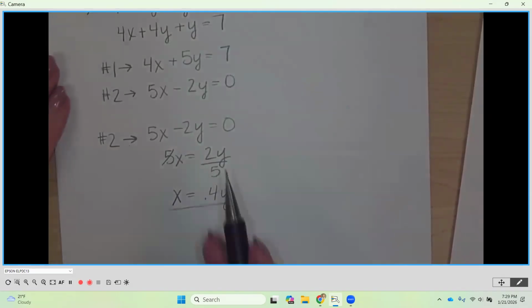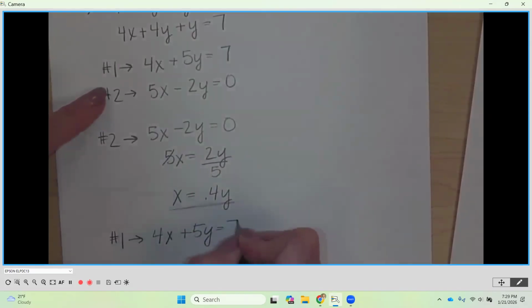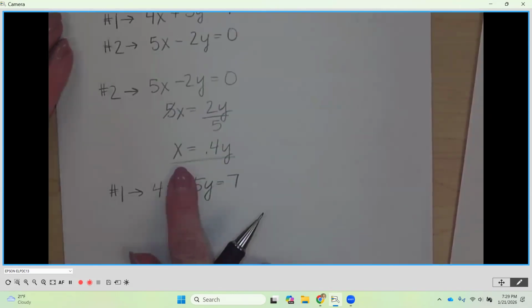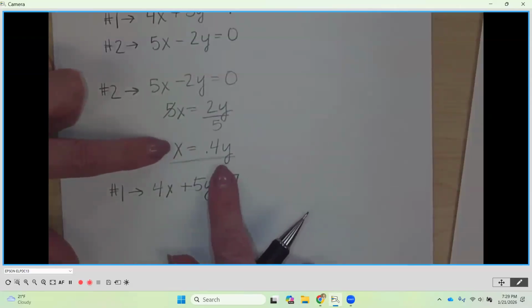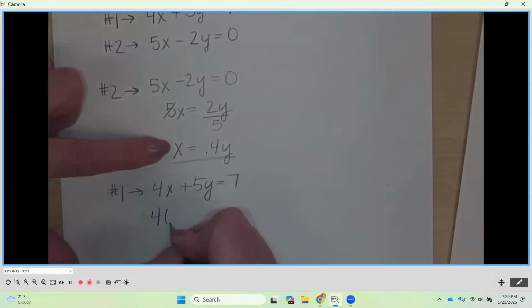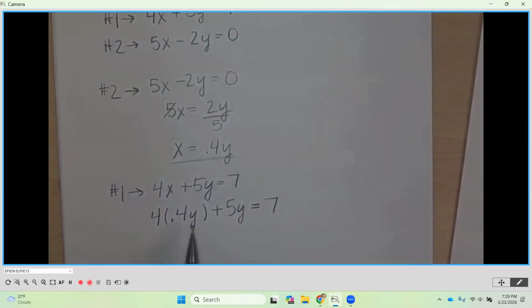Now, since I used equation number 2 here, I'm going to use equation number 1. I'm going to alternate to the other one, okay? I'm just going to rewrite 4x plus 5y is equal to 7. And now in this equation, wherever I see x, instead of writing x, I'm going to write 0.4y. So this is going to be 4 times 0.4y plus 5y is equal to 7. Now you'll notice we eliminated the x. So now there's only one variable. And once we distribute or multiply, we can then combine.